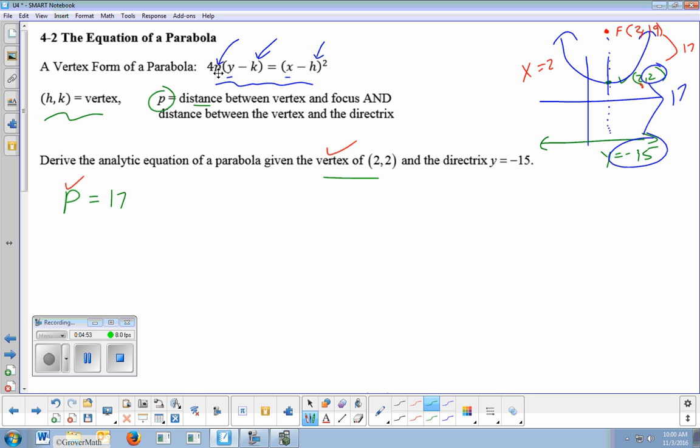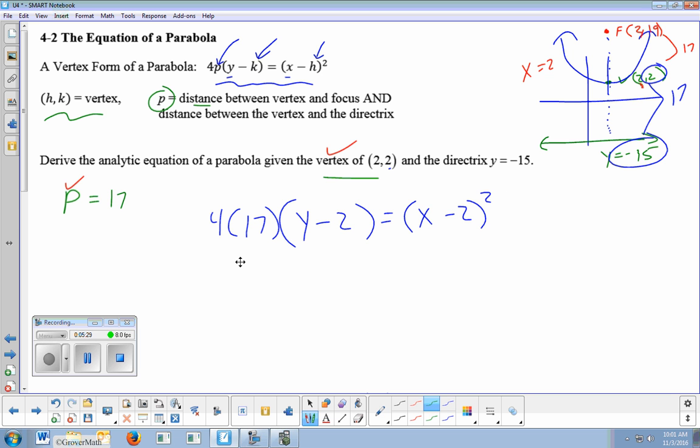So it's 4 times p-value, 4 times the distance value, times y minus the vertex y value equals x minus the vertex x value squared. So it's a weird formula at first, but you just have to memorize it and get used to it. And that's not too bad. So 4p would be 4 times 17 times y minus k. K is the y value of the vertex. Now here x and y are the same thing, but it's the y value, so minus 2, equals x minus the x value of the vertex squared.